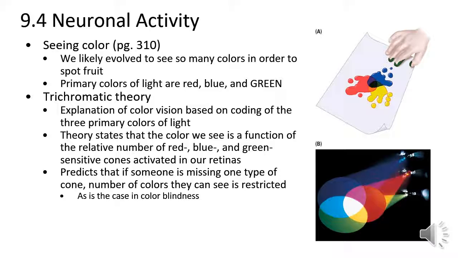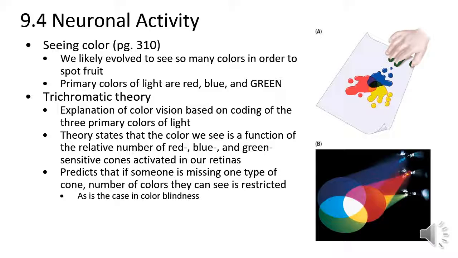We likely evolved to see color so that we could spot fruit. If you remember that we were initially hunter-gatherers, and being able to spot red fruit was very important to our survival. The primary colors of light, at least for the trichromatic theory, are red, blue, and green. Note that this differs from the primary colors in paint, which are red, blue, and yellow.